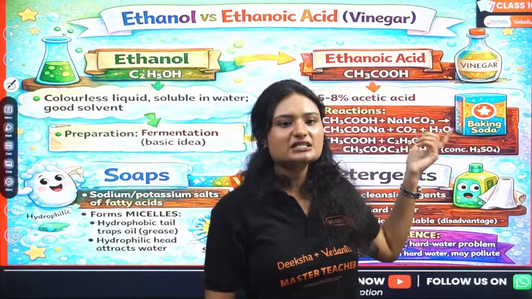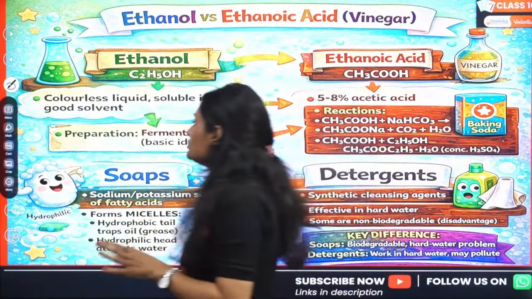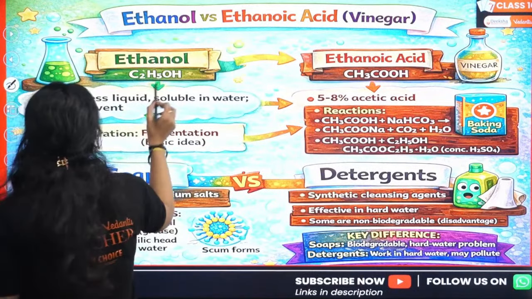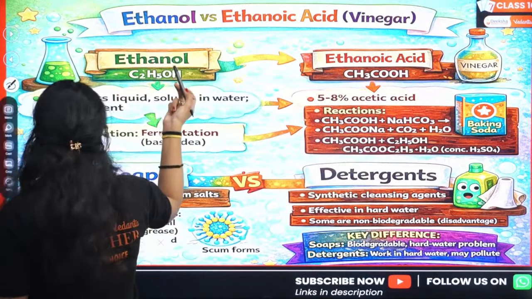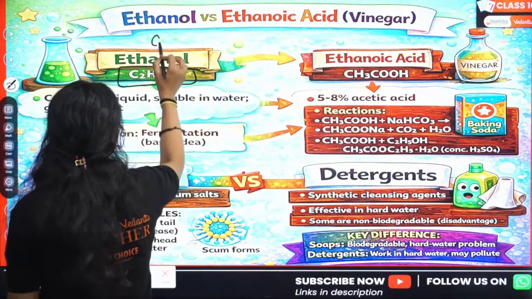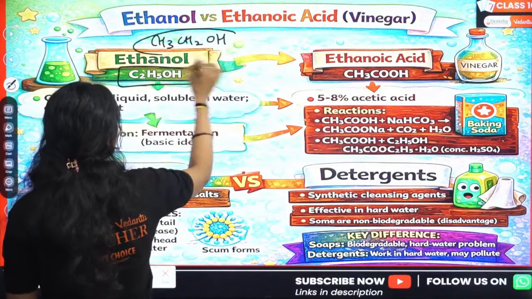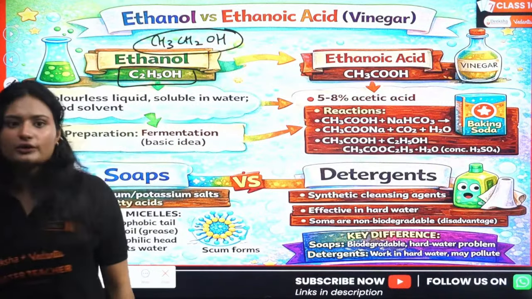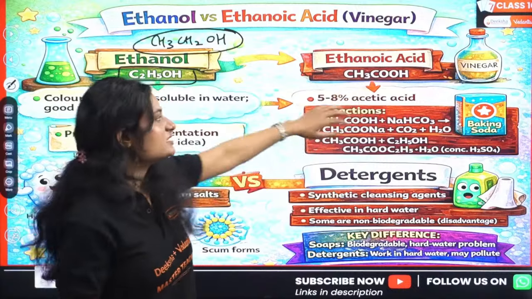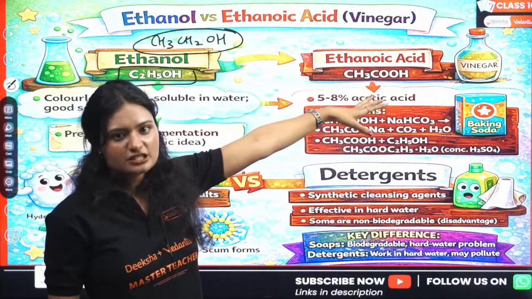Then you have ethanoic acid, CH3COOH. Some students do get confused. How do you write ethanol, ma'am? So you can either write it as C2H5OH, or you can write it as CH3CH2OH, right? What is ethanoic acid? Ethanoic acid is CH3COOH.